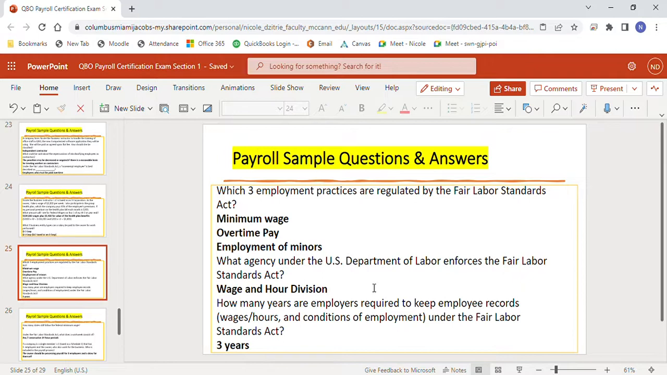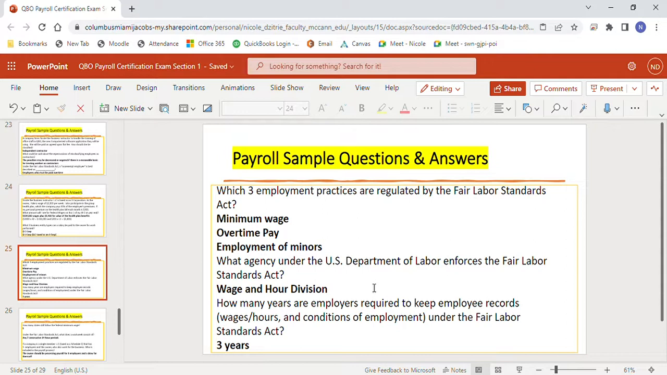Which 3 employment practices are regulated by the FLSA? Minimum wage is regulated, overtime, and employment of minors. What agency under the U.S. Department of Labor enforces the FLSA? Well, I mentioned that earlier when I talked straight out of the DOL.gov site that I quoted. That was the Wage and Hour Division.